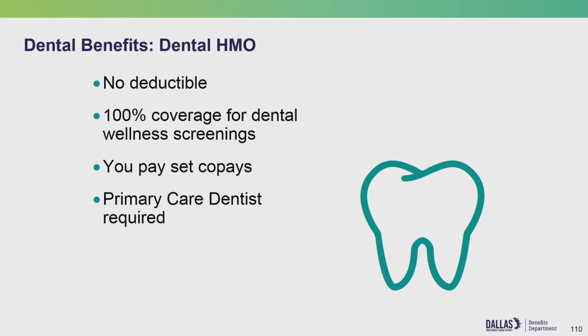So let's start with the dental HMO plan. On this plan, you don't have to meet a deductible before the plan starts paying out a benefit. And with this plan, dental wellness screenings are covered 100%. So you have set copays for dental services such as fillings and crowns and cleanings. If you choose a United Healthcare primary care dentist inside the network, your dental benefits will be covered.